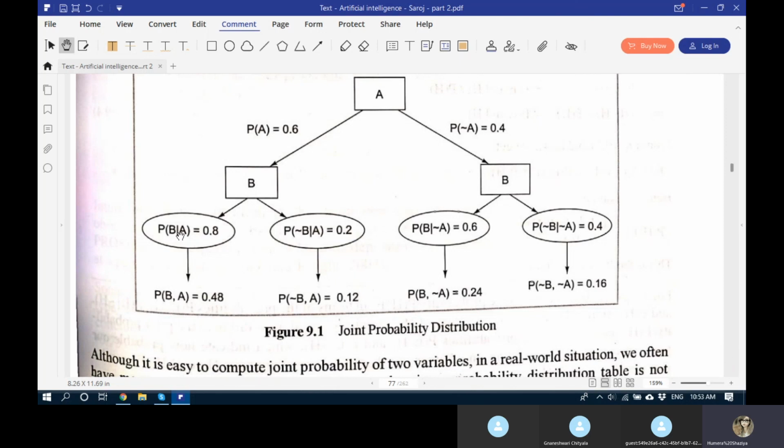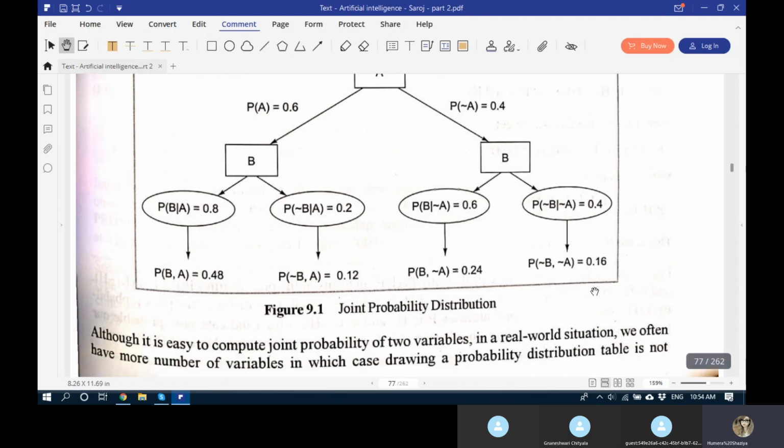B given A means tomorrow will be sunny given today is sunny is 0.48. Tomorrow is not sunny given today is sunny is 0.12. Tomorrow is sunny given today is not sunny is 0.24. Tomorrow is not sunny given today is not sunny is 0.16.